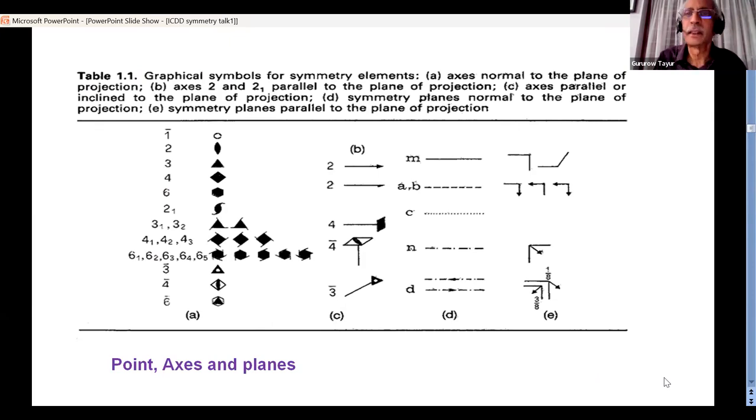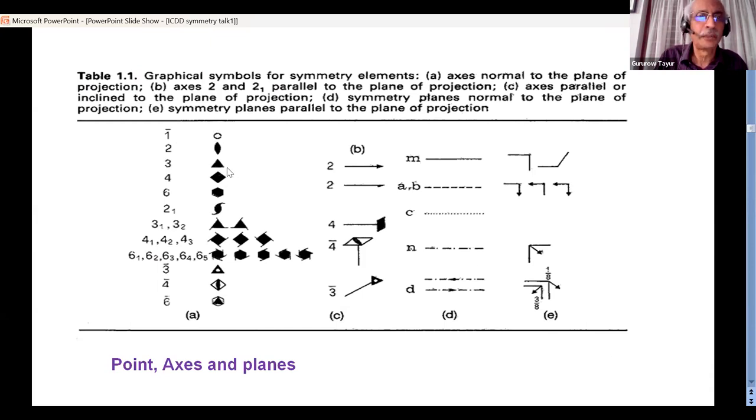In crystallography, these are now just like in the language where we give A, B, C, D, and so on. In the crystallographic nomenclature, we give them symbols. So if there is a center of symmetry, which is referred to as one bar, the notation that is given is an open circle. A two-fold rotation is represented like this. Three-fold rotation is represented like this.